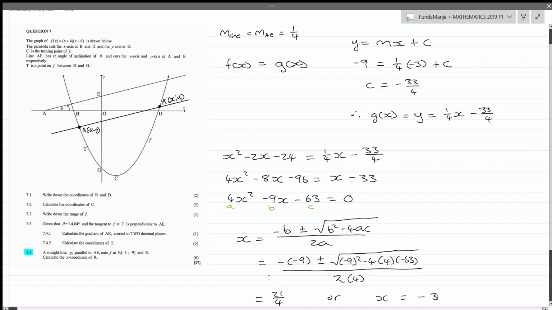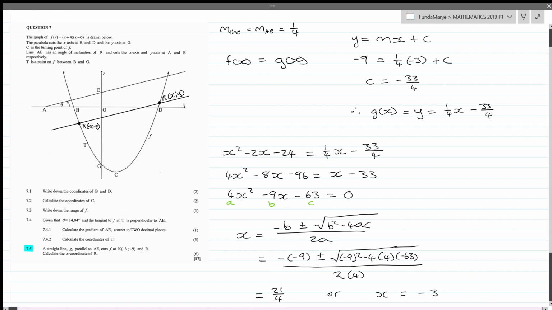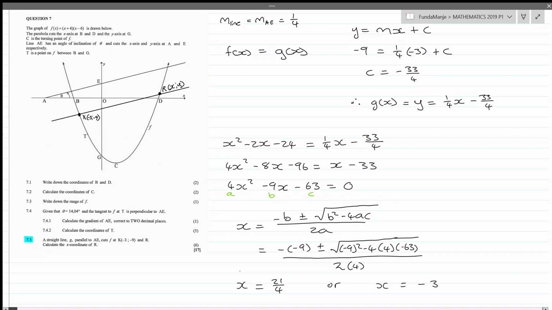So we get two answers out of this problem, but we can see which one we want, because what we are solving for is just the intersection of these two lines, and whenever a straight line and a parabola meet, we can have a maximum of two intersections. So in this case, -3 has already been given. That's the x coordinate for K. So our answer is going to be 21 over 4. The answer that we don't want, we can put a line through it, or we can say non-applicable. So the x value will then be x equals 21 over 4. And that's how you'd solve that question.